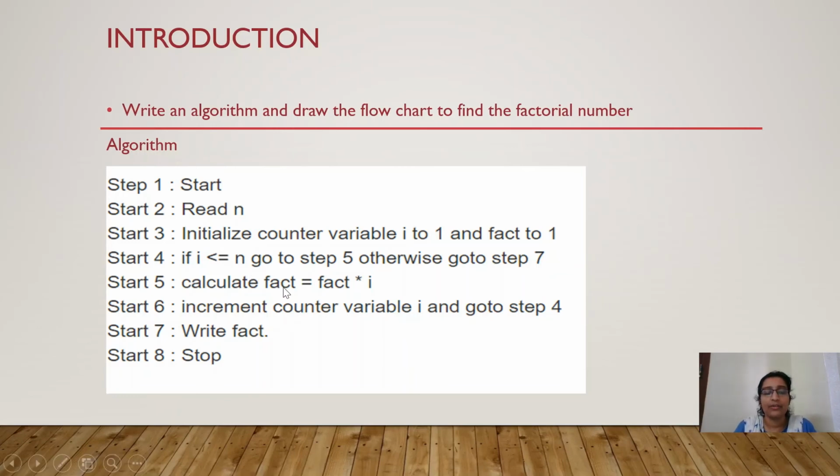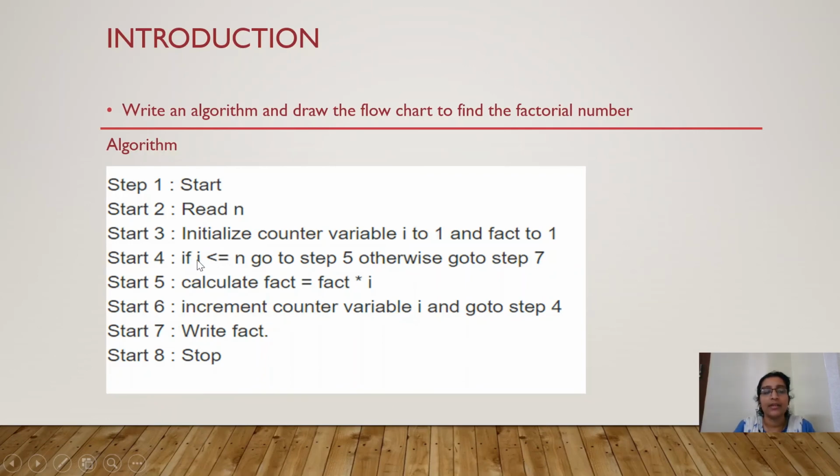And what we have to find: fact equal to fact into I, which means 1 into 1. So we get fact equal to 1. Then increment counter variable I. So the I value is getting incremented. Earlier it was 1, now it becomes 2. Then go to step 4 again.